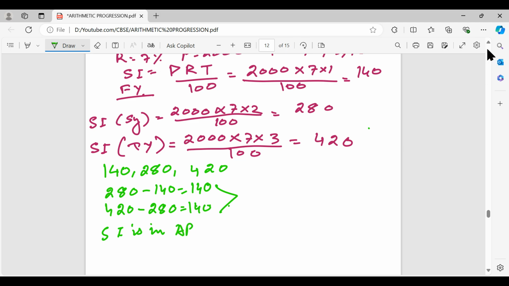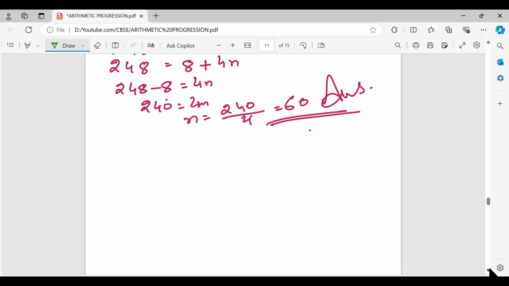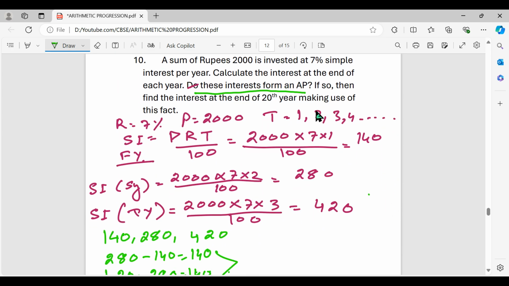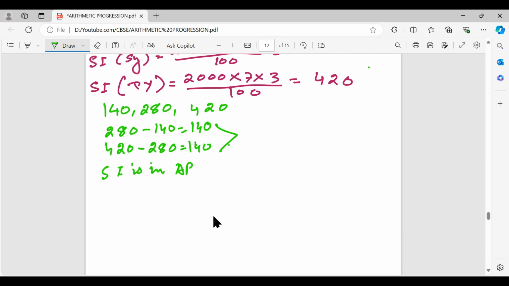Okay. Now, if so, then find the interest at the end of the 20th year, making use of this fact. So you have to find T20, like the 20th term. Okay, so it will be T20 equals A plus, since n is 20, 20 minus 1 into d. So let's substitute the value of a.